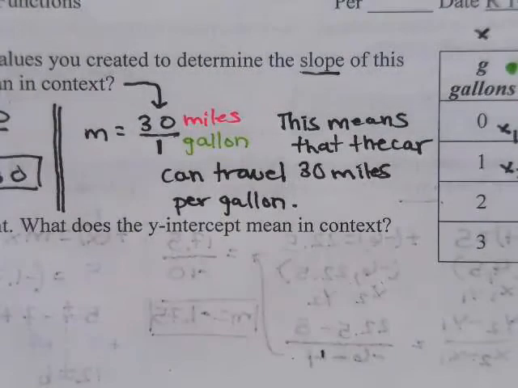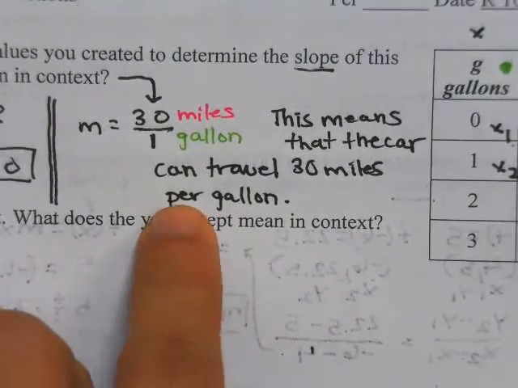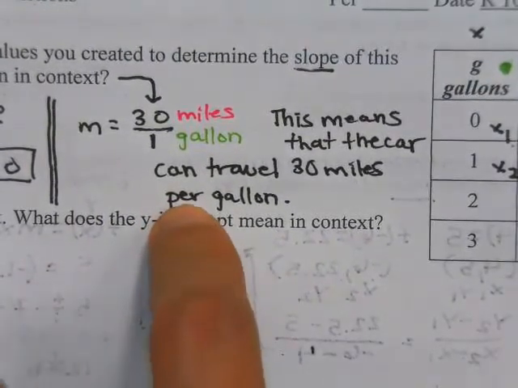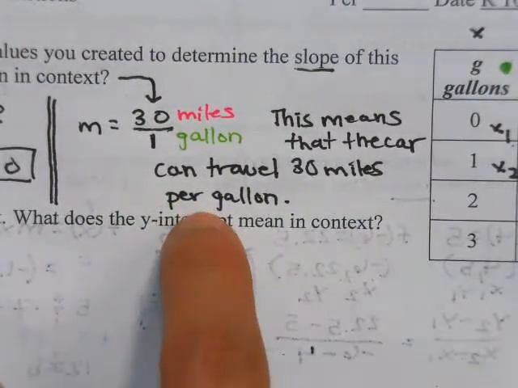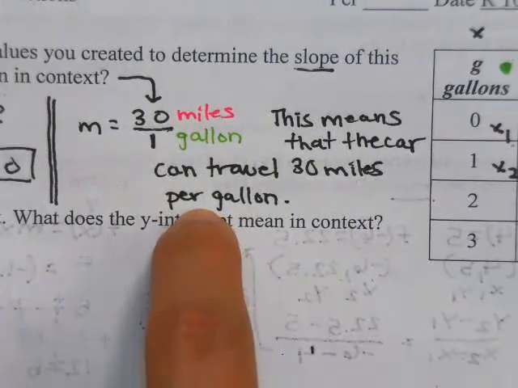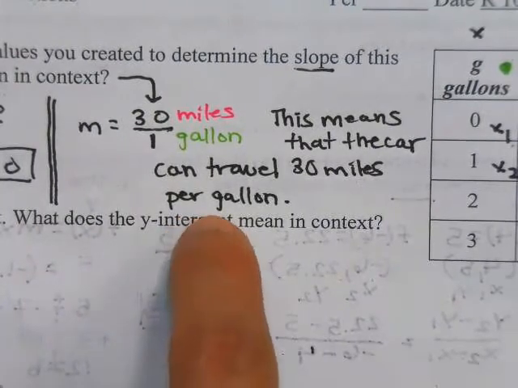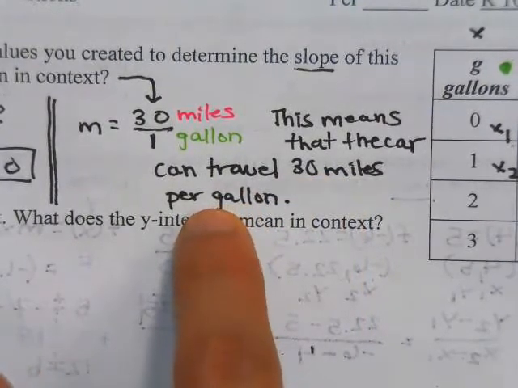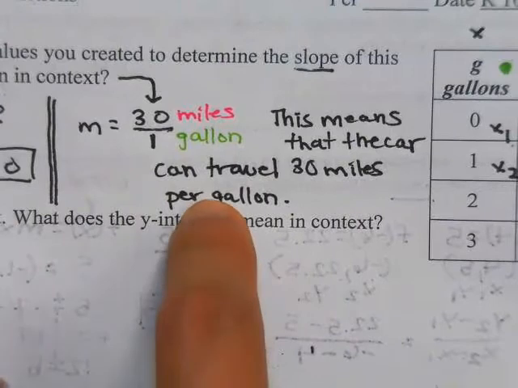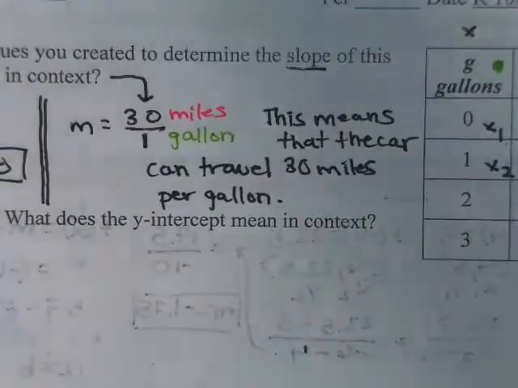So your slope is a rate. It is something over something. One last thing before we move on to number 3: when you use the word per, it means already 1. So you don't have to write per 1 gallon. It's already implied that for every 1 gallon, the car can travel 30 miles. If you do, I won't mark it wrong. It's totally fine. Any questions on number 2?